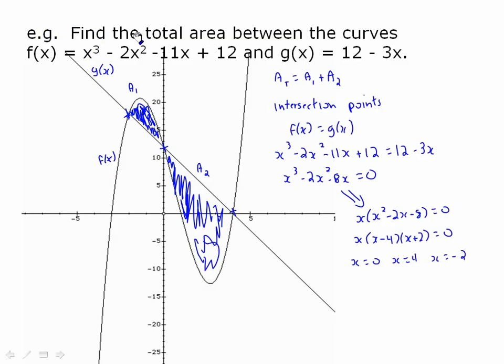So I will indicate it as such. So A1 is equal to the definite integral from negative 2 to 0. And because of the nature of this graph, the f function's on top, so we would write this as f at x minus g at x dx. So it will turn into, for us, 0 to negative 2.